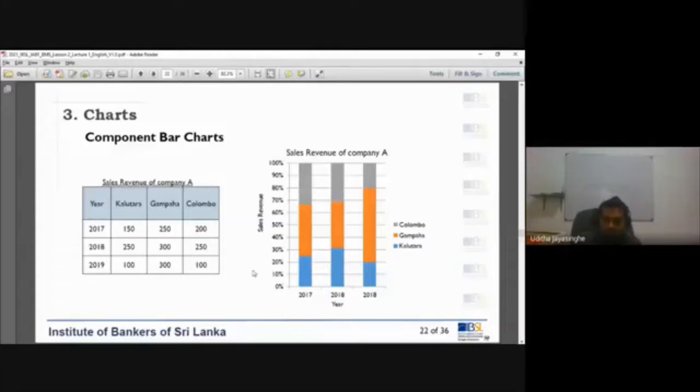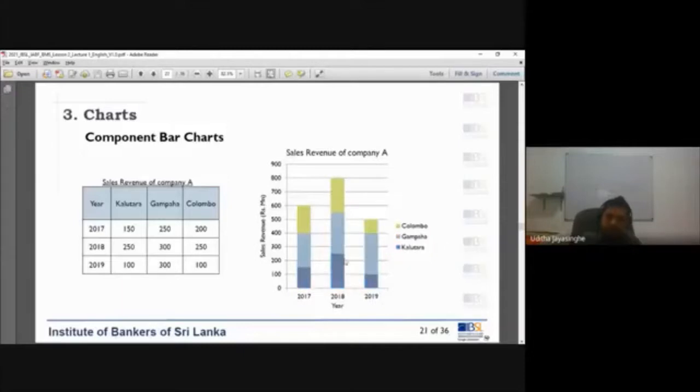So how do you get this height for Kalutara, Gampaha and Colombo? It's pretty easy. Just take your calculator and see what the total is for this 2017 year, which should be 600. So this height should be nothing but 150 divided by 600, and this height should be nothing but 250 divided by 600. Previously we did not have such a relative representation, but the actual, as-it-is representation.